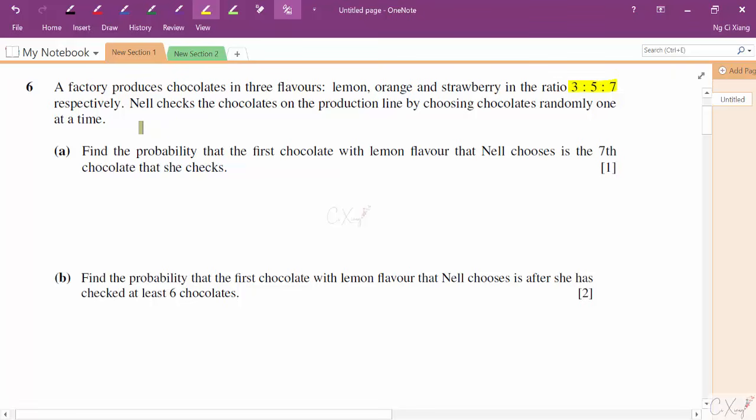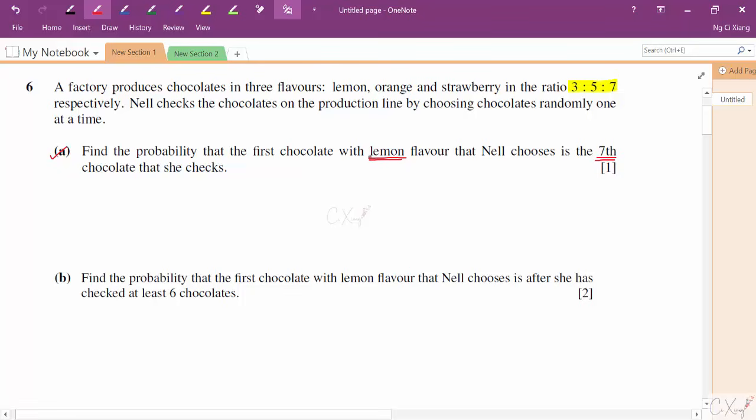Now Nell checks the chocolate on the production line by choosing chocolates randomly one at a time. First question: find the probability that the first chocolate with lemon flavor that she chooses is the 7th chocolate. So that means the number of chocolates that she inspects for the lemon flavor is up to and until the 7th chocolate that she checks. Generally for this kind of question, it should be a geometric distribution.